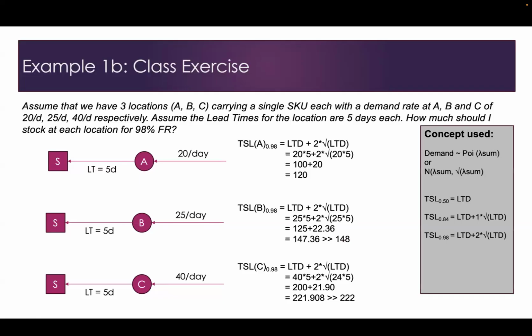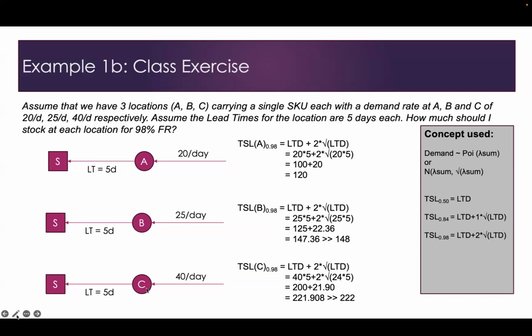Okay. Well, let's just do this. I made the correction, so we have 3 locations. We know the first one is 120. The second one is 25 per day, and lead time is 5 days. So your lead time demand here is 25 times 5, 125, plus 2 times the square root of 125 times 5. So it's about 147.36, and it gets to 140. Simple enough.